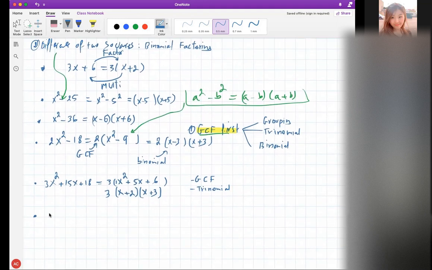Let me give you another one. Let's say you have 9x squared minus, say maybe 81, or just maybe 25. So we want to factor this again. As always, what is the first thing we try to factor?